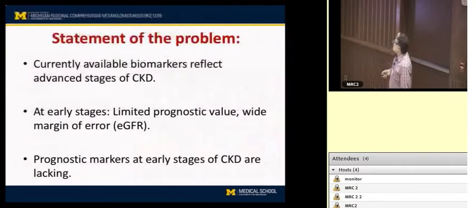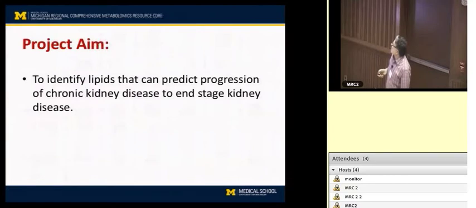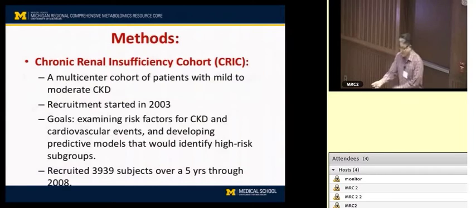Again, the currently available biomarkers reflect advanced stages of CKD, and at early stages they have limited prognostic value with a wide margin of error. Therefore, we do not have prognostic biomarkers at early stages of CKD. The aim of this project is to identify lipids that can predict the progression of chronic kidney disease to end stage at an earlier stage. So how are we going to do that?